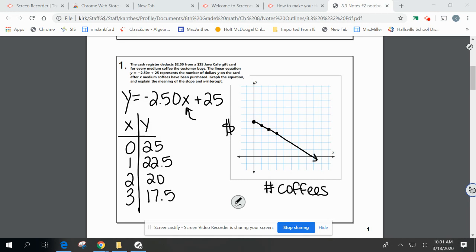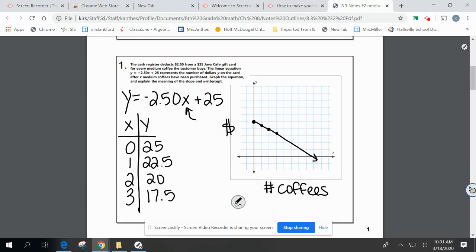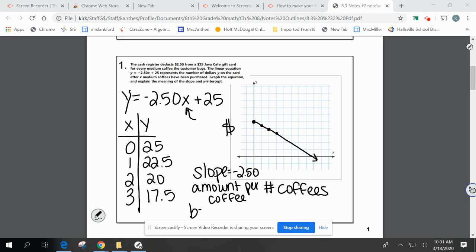Okay, so the second part of the problem asks you what is the meaning of the slope and the y-intercept. What does slope mean in this problem? So the slope in this problem is negative $2.50. That would represent the amount per cup of coffee. So it represents the amount per coffee. The intercept in this case is $25. So that would represent the amount on the card when you started.